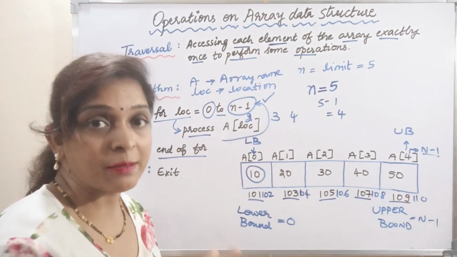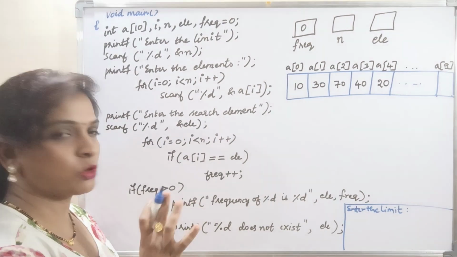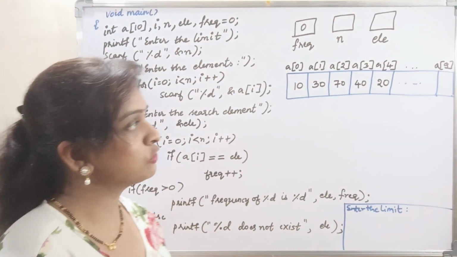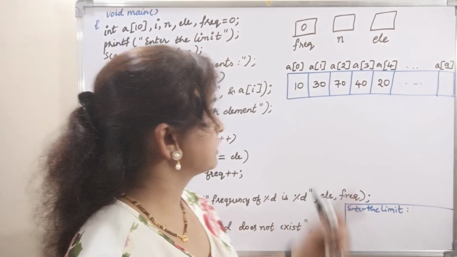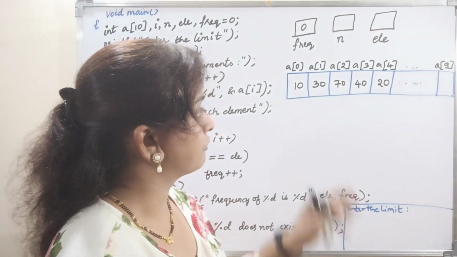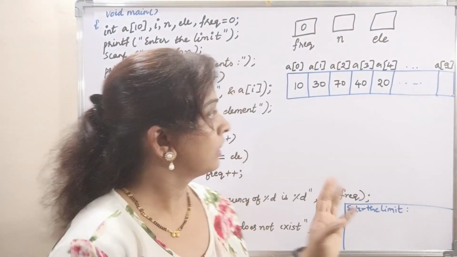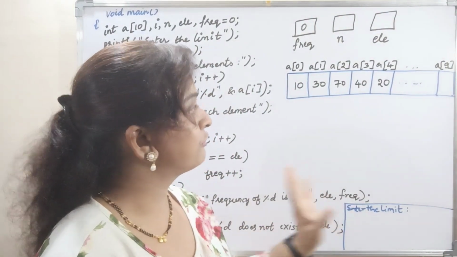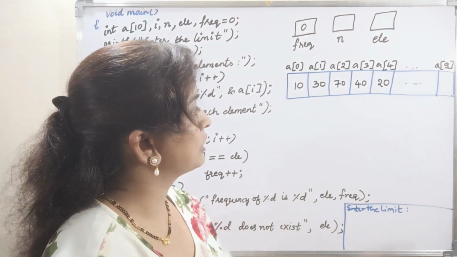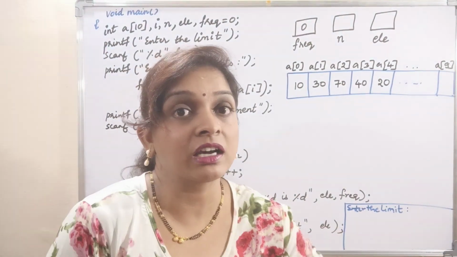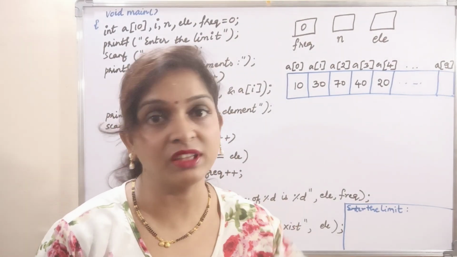So let us see an example program for this. Here we go with the complete program, a very simple program where I am trying to find the frequency of the given element. This is the array elements we have stored. Say we have 5 elements: 10, 30, 70, 40 and 20. I just want to find the frequency of a given element, say 70. Frequency means the occurrence of the element, how many times the element occurred in the array.